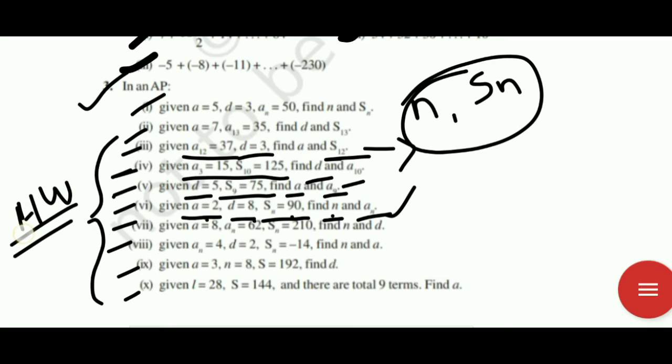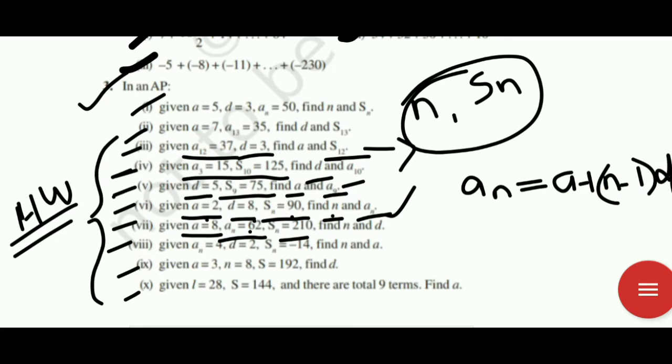Everything is easy. Here, the seventh one: A is equal to 8 is given. An value is given. Sn value is also given. So you can expand the An formula. An is equal to A plus (n minus 1) into D, equal to 62 as given in the question. And you can substitute for A as 8. Take that as equation number 1.